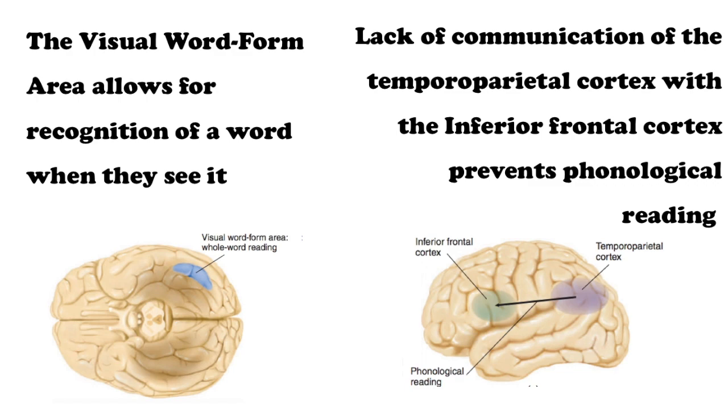So, like I said, it is the visual word form area that allows a patient with phonological dyslexia to recognize a word when they see it, but it is a deficit in the communication of the pterygoparietal cortex with the inferior frontal cortex that actually causes them to not be able to sound out a word.